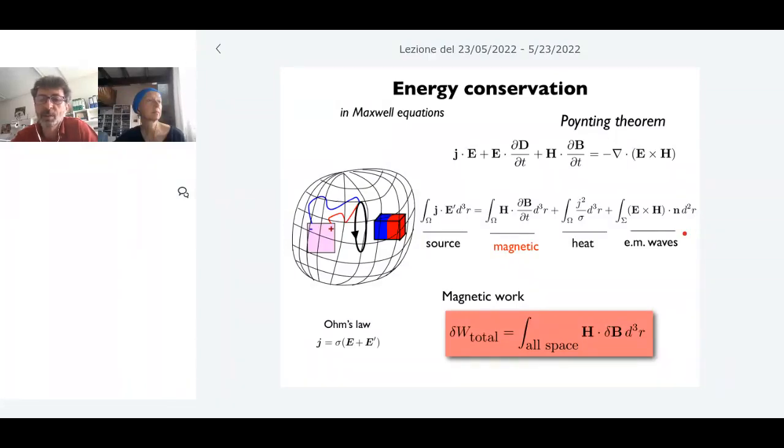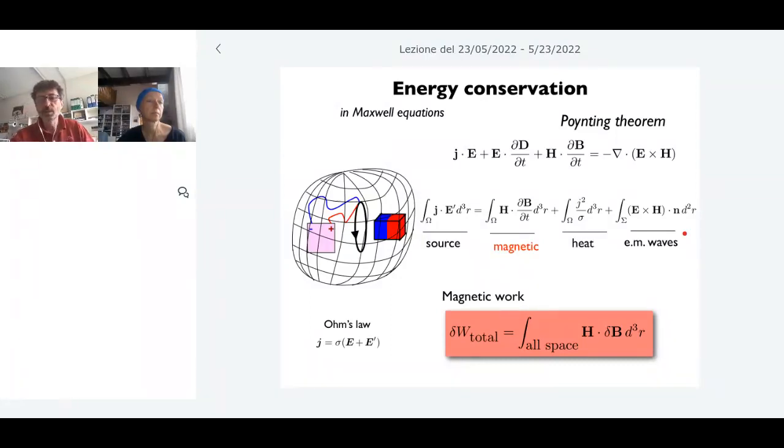So if, for example, we switch the current on, switch it off, and do whatever we want, we may have electromagnetic waves that are generated in our volume, and they spread out in space. So they cross our surface and they simply move away. There will be some energy that is transported across the surface in terms of electromagnetic waves. And this is an energy flux that comes from the Poynting theorem.